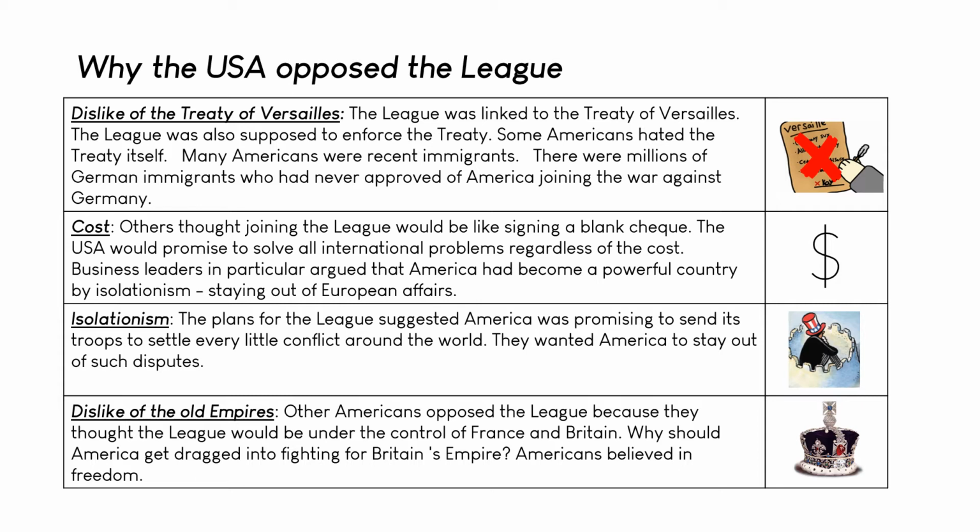And there was a very big German population in the United States, lots of German immigrants who in fact had opposed even America joining the war against Germany, and these people were against the Treaty of Versailles as well.